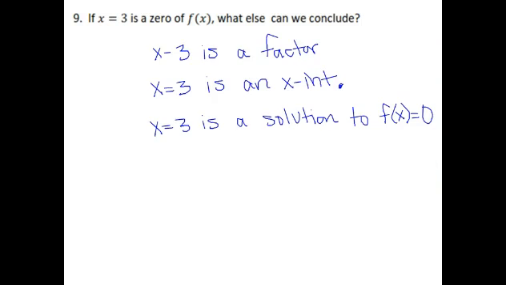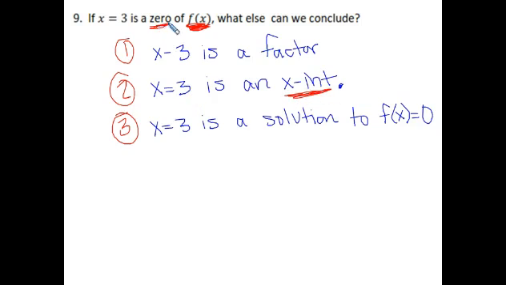A good thing to ask ourselves is, if we know x equals 3 is a 0 of a function, what else can we conclude from that fact? We can actually conclude 3 very specific things about this idea of a 0. If x equals 3 is a 0, we already know that x minus 3 is a factor. It's going to go in evenly into our function, and we used that idea on the 2 previous examples. Something else we know is that if x equals 3 is a 0, then x equals 3 is an x-intercept.